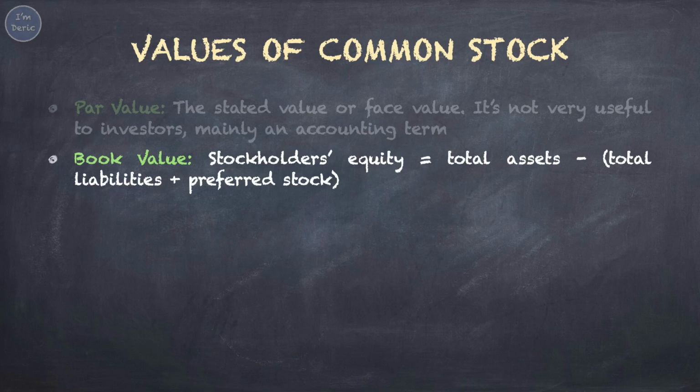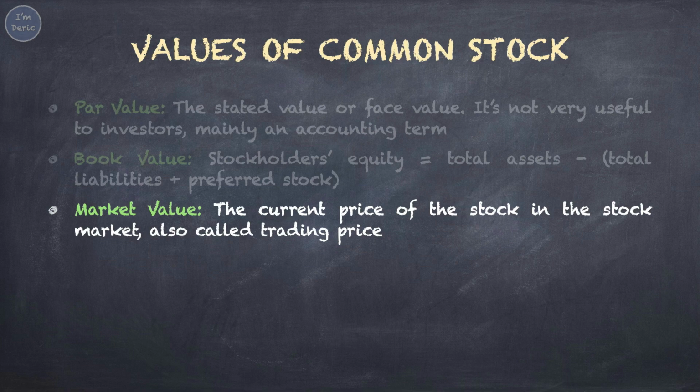Book value is the amount of stockholders' equity. This is the difference between the company's total assets, minus the company's total liabilities and preferred stock. Market value is the current price of the stock in the stock market.